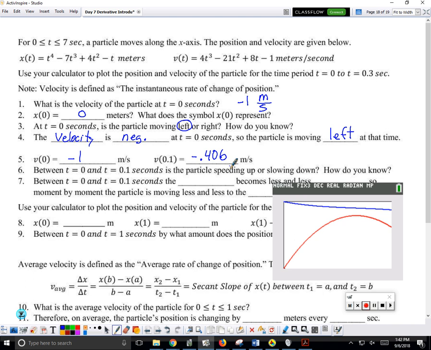Awesome. It says between this time and this time, so on the graph we're looking at about from here to here, is the particle speeding up or slowing down, and how do you know? Raise your hand if you have an answer. So from this time to this time, is the particle speeding up or slowing down, and what's the indication? Like, how do you know that? So if you don't know, talk to somebody who does, so everybody knows. Go.